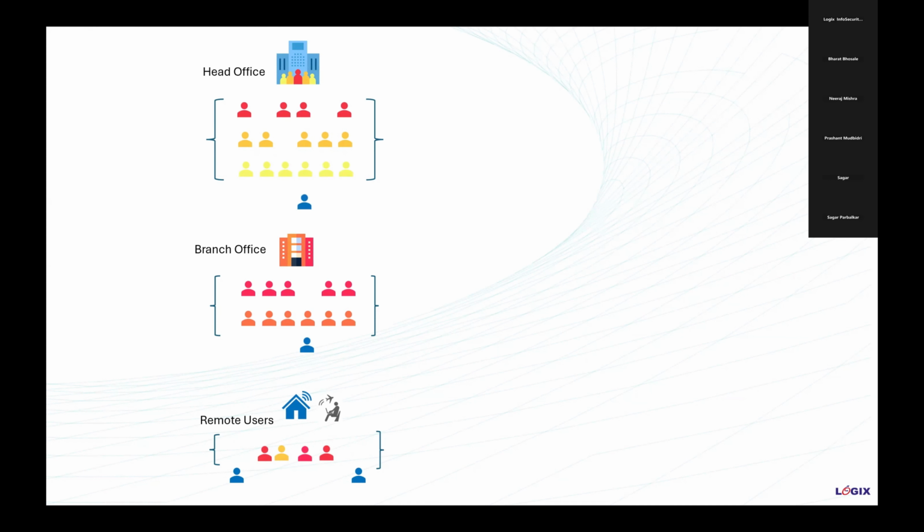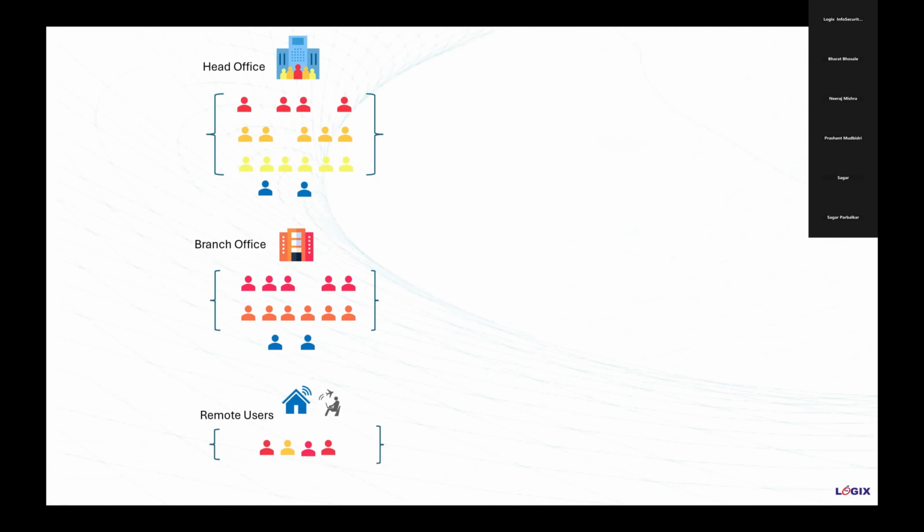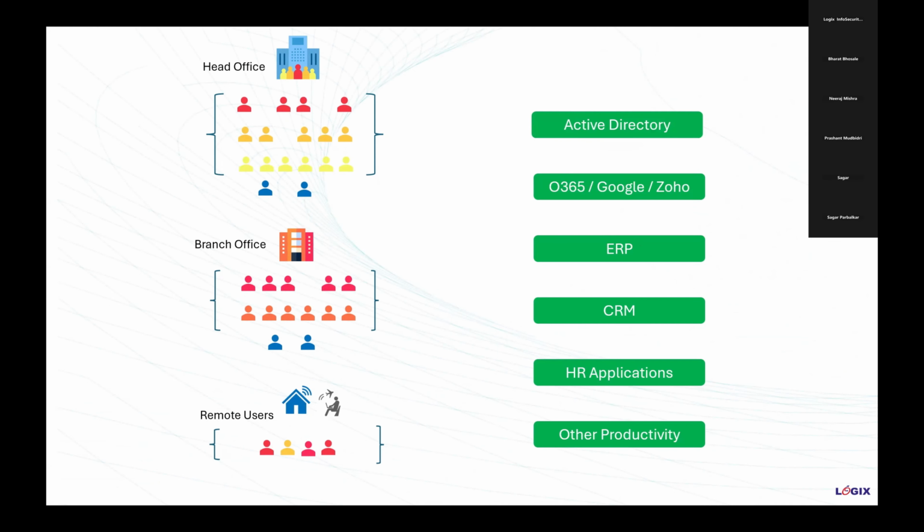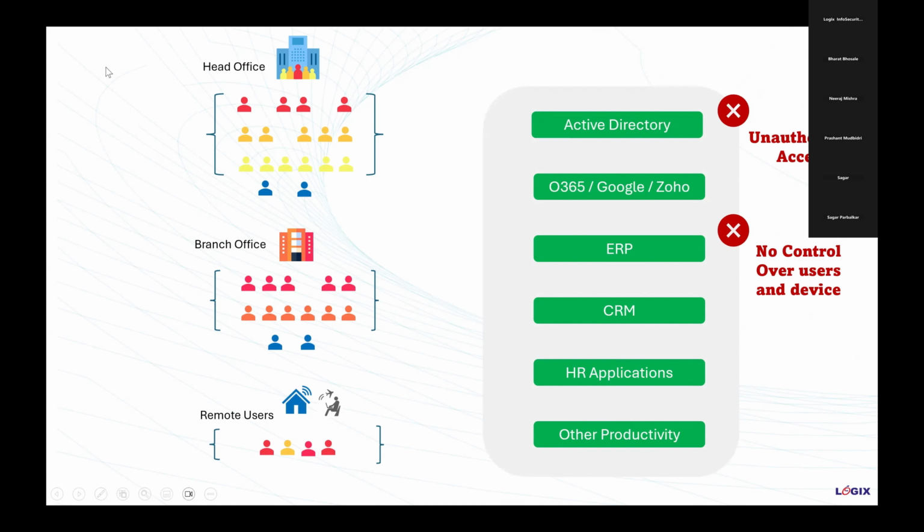Now, there will be a lot of back and forth on these user groups. What are they accessing predominantly? Your Active Directory, your productivity tools, your ERP, your CRM, your HR application, and other productivity tools. This is what they access. Now, what I have showcased in the demonstration was how I am blocking unauthorized access, how we are establishing control over the device, and how we fend off any kind of attacks that are coming onto this environment of yours.